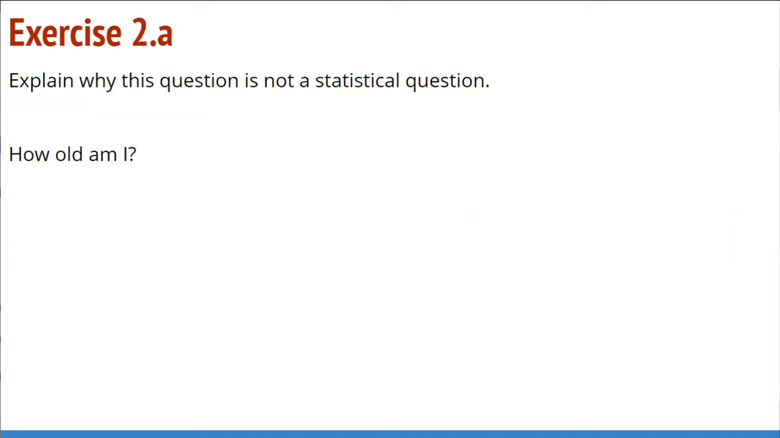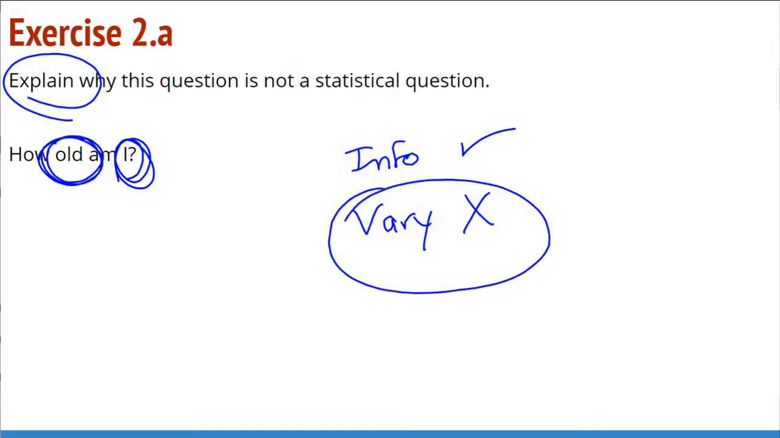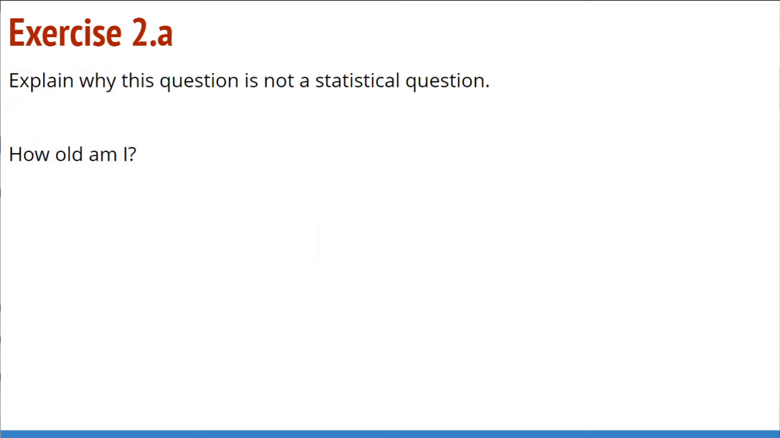This question is not a statistical question, and you need to explain why. Well, let's see. I am collecting data because I'm collecting the age here. I'm collecting data from one person. Do I expect there to be variability if there is only one person? So I have information. That's a definite plus there, but I do not have variability. This is not a statistical question because we do not anticipate there being variability in our data.